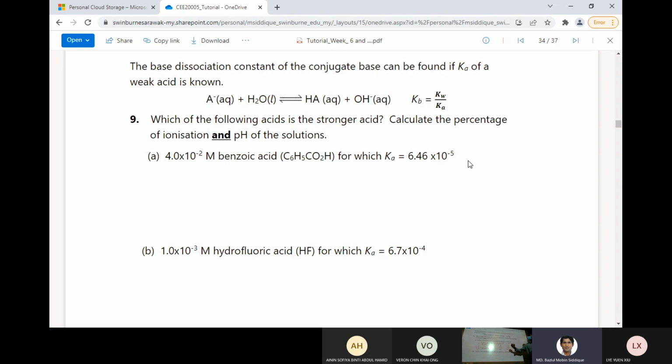Okay, so how do you find the concentration of hydrogen ion now? This is the Ka value, and Ka is equal to... Now tell me the equation first. Kw.